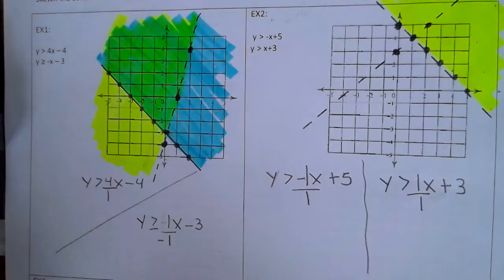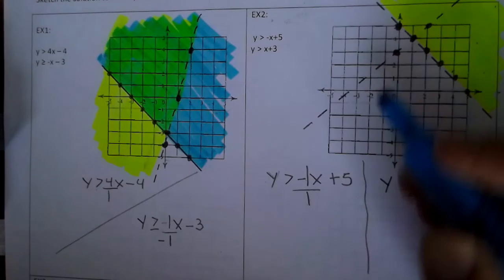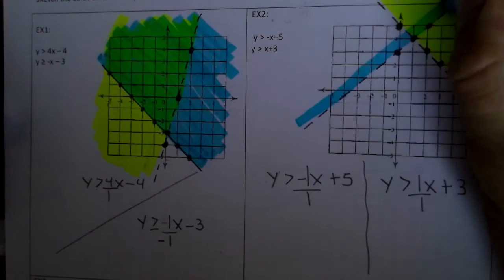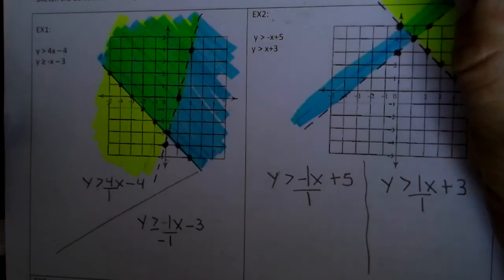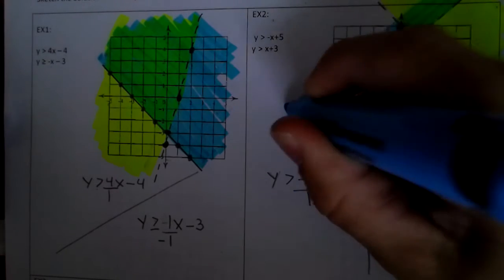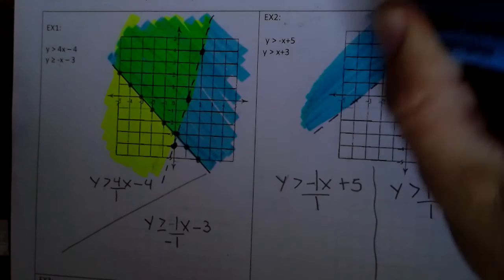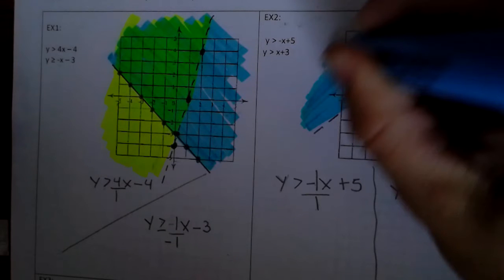And again, I'm going to do some blue because I'm looking for the overlapping region. And you can see that the overlapping region turned green. So you can see that this is your solution. All right, now to do that on your calculator.